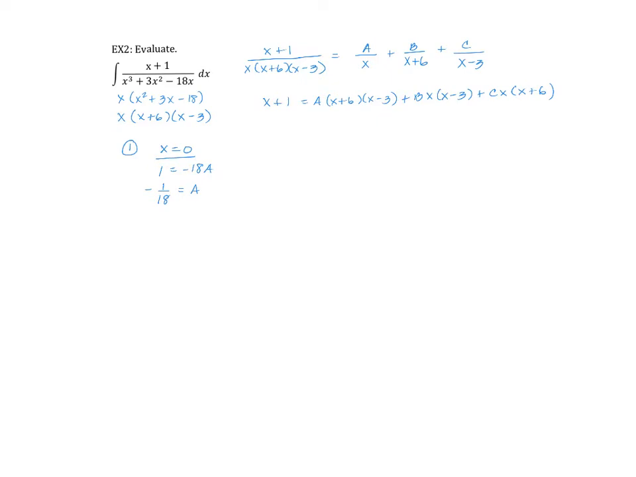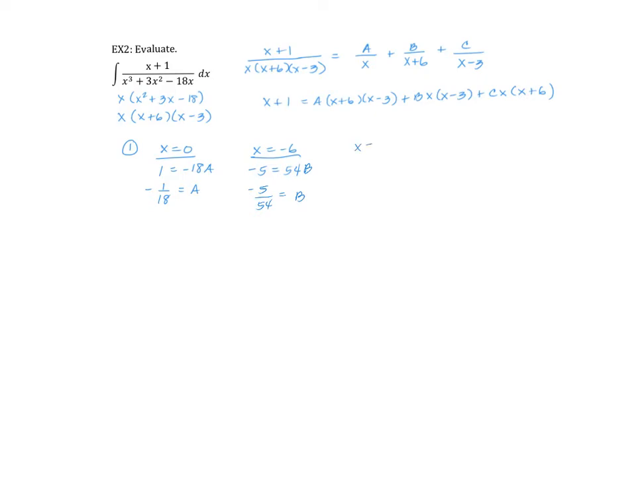If I choose x to be negative 6, then the terms with a and c are gone. And I have negative 5 is equal to, what is b going to be? Negative 5 times negative 6, negative 9, yeah, that's right. Negative 5 over 54, that would be equal to b.